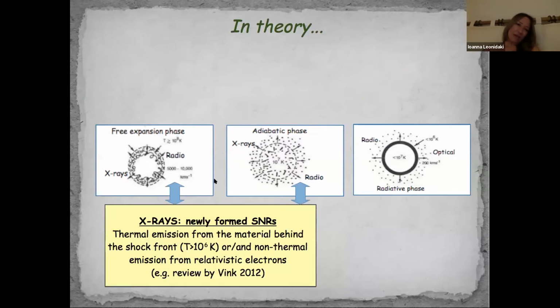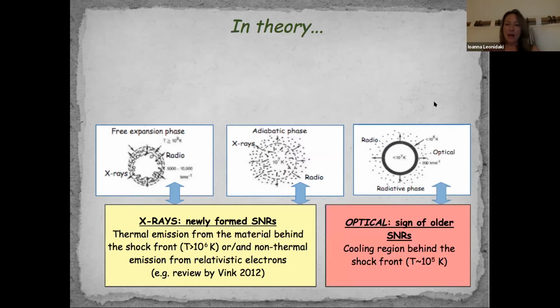As you can see, if you pay attention to the pictures and the temperatures, the temperature in the first 2 phases lies beyond 10 to the 6 or 7 Kelvin. So this is the ideal temperature for X-rays to dominate. So the first 2 phases for newly formed SNRs are dominated by X-rays, and the mechanism is either thermal bremsstrahlung or non-thermal emission from relativistic electrons.